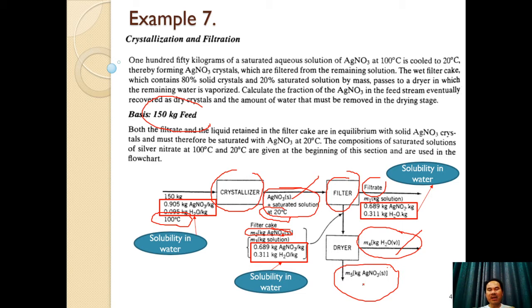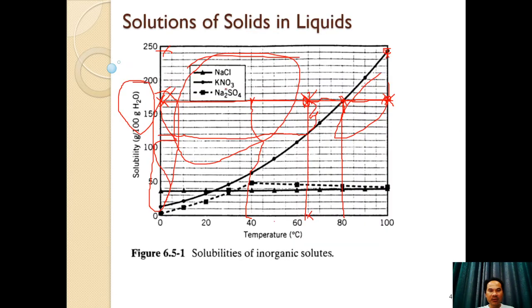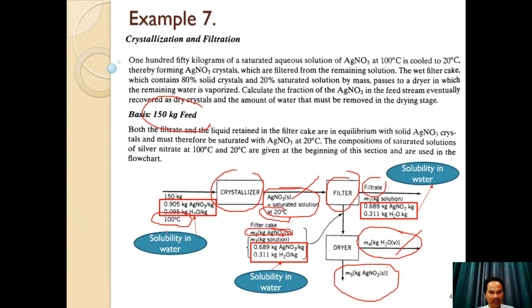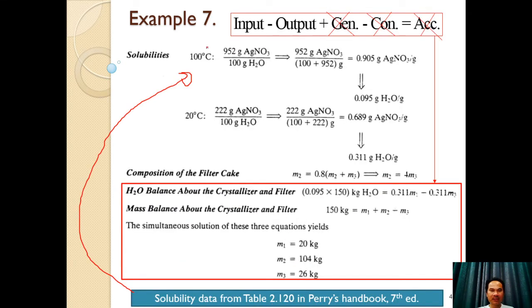Okay. The first step, you have to determine the solubility of silver nitrate in water at 100 degrees Celsius and 20 degrees Celsius. You know that we do not have this data. In this case, we open the Perry's handbook with the data shown in this. For the solubility data at 100 degrees Celsius, for the crystallizer feed, we want saturation. That means the solubility. It is in liquid form, silver nitrate and water. How much silver nitrate, how much water, you calculate from the solubility at 100 degrees Celsius.